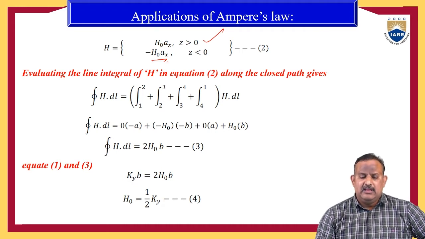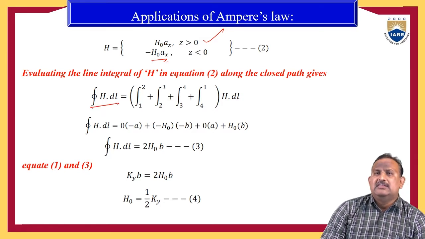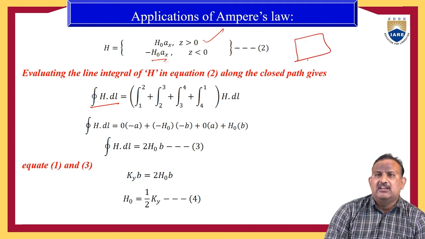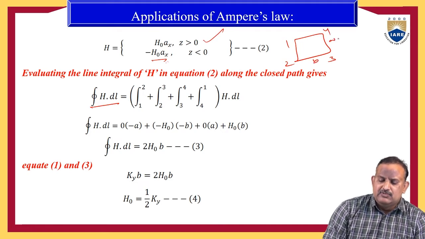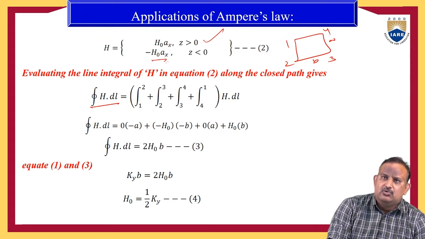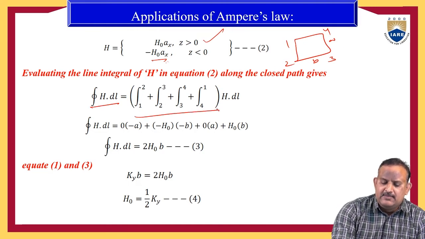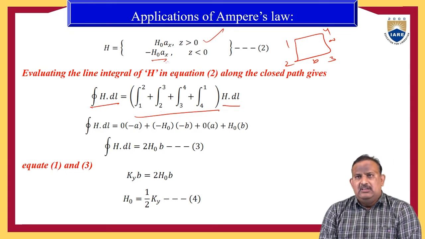Next, apply Ampere's Circuital Law. Here it is a line integral of H dot dl. Because we assume a rectangular box having sides 1, 2, 3, 4, with sides b and a, we need to consider each and every side to integrate and find the total magnetic field intensity. Therefore, the rectangle is divided into 4 parts: integral 1 to 2 plus integral 2 to 3 plus integral 3 to 4 plus integral 4 to 1 of H dot dl. Here we need to find each integral, then substitute into the equation.